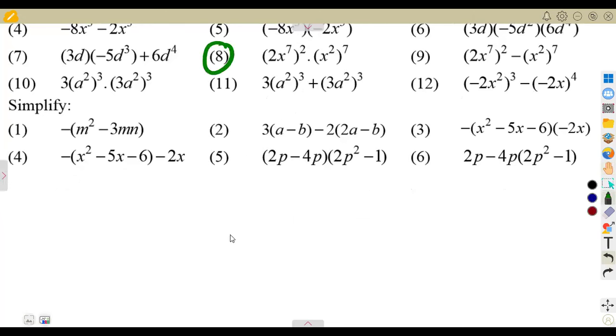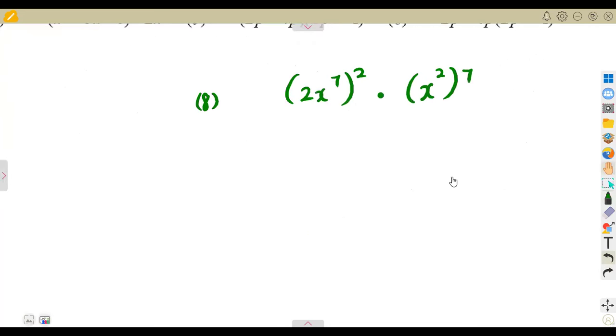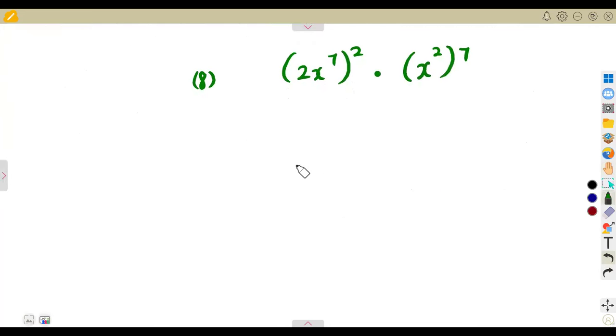So let's check number 8. Number 8, we are given 2x to the exponent of 7, to the exponent of 2, times x to the exponent of 2, to the exponent of 7. So with the same situation, just like what we had, but this time we have to consider that there is a number. This part, there are 2 terms there, so everything has to be raised to the exponent of 2.